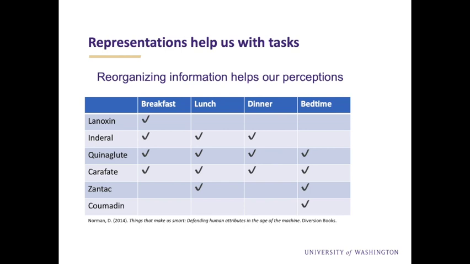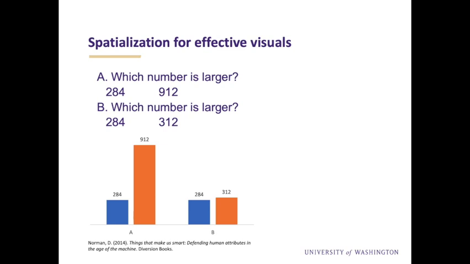And by thinking about data visualization, it's oftentimes better to think about this as spatializing the data, moving information into a spatial format. And one example of that is by thinking about which number is larger. So imagine I have 284 versus 912. It's pretty easy to tell that those numbers are different. And same with 284 and 312. Both of them, I can tell that the number on the right is larger, but this becomes a lot more pronounced when I try to spatialize the data.